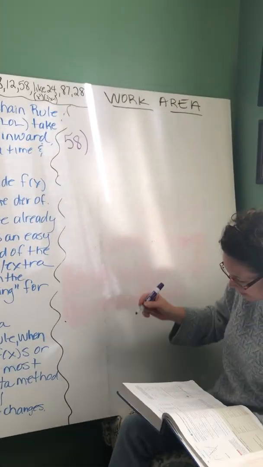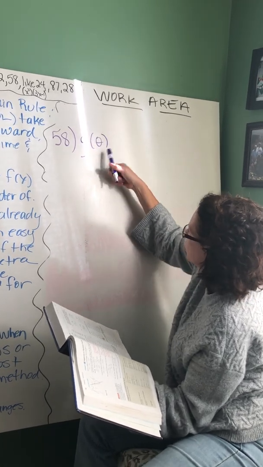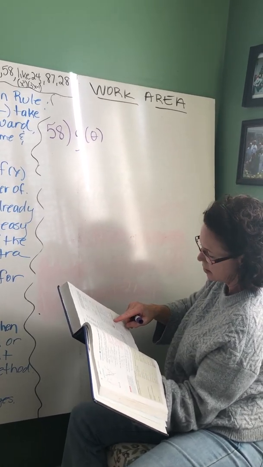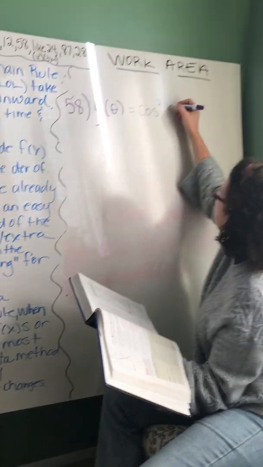Number 58, don't worry, class, it's easier than 28. Number 58, let's say that you have g of theta. Again, that very well could have been an x. Don't let the theta throw you. Equals cosine squared of 8 theta.